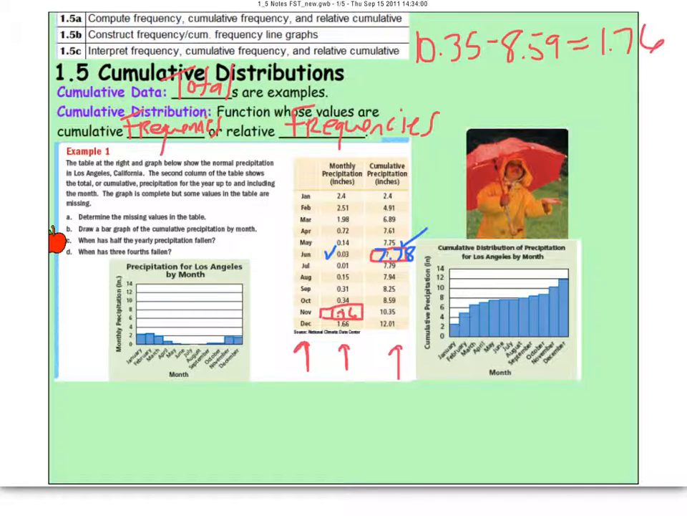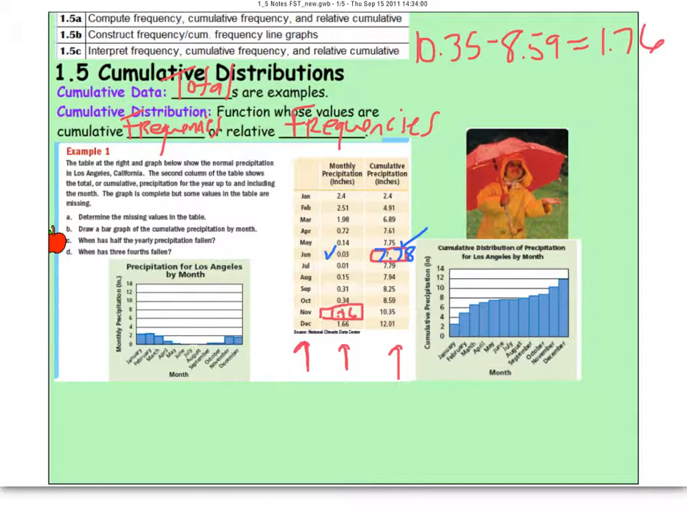Now, Part B wants us to draw a bar graph of the cumulative precipitation by month. So they do want the cumulative, so they want the second column. What I've done here is this right here is just the frequency histogram of the data. So this is the regular frequencies, or the monthly precipitation. This is the cumulative frequencies, or the counts. So we have the same months listed as before, and it's by totals, or frequency count. So in January, it's a total of 2.4.